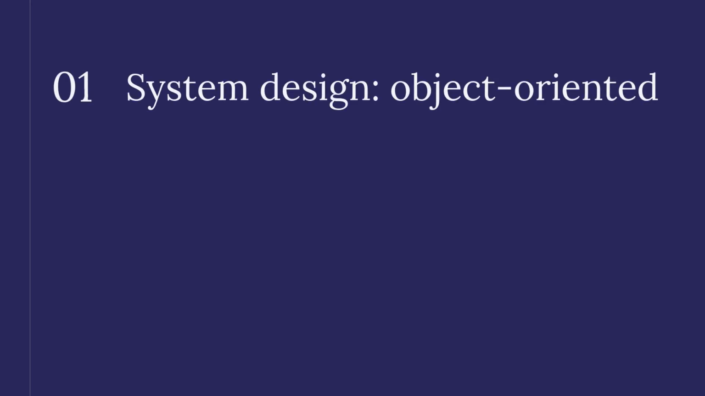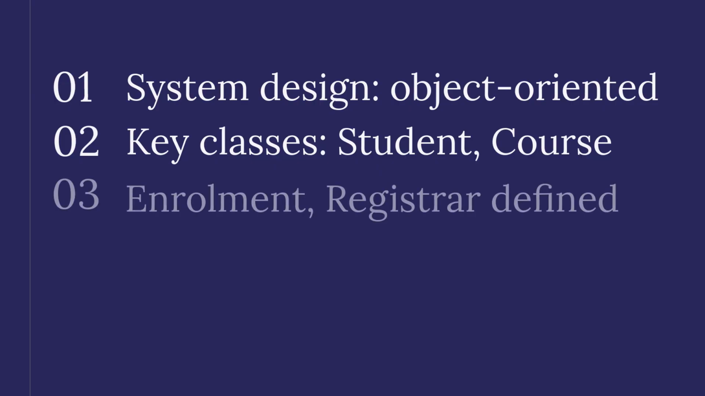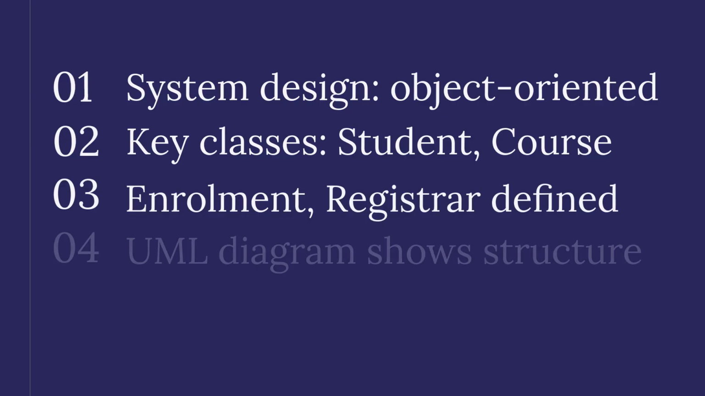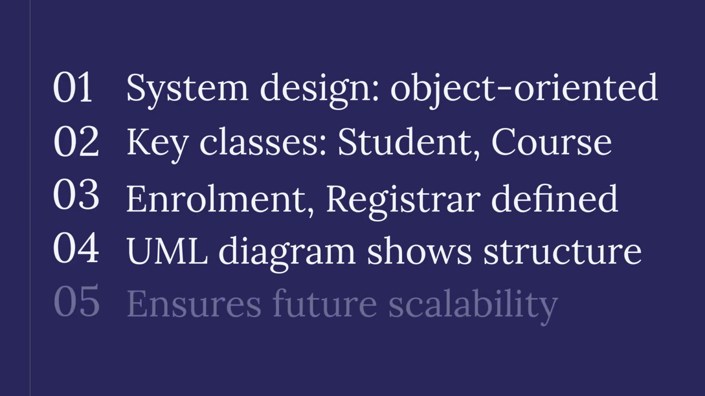The system design is based on an object-oriented model. Key classes include student, course, enrollment, and registrar. Relationships and responsibilities are clearly defined. A UML class diagram illustrates the system structure. This design ensures maintainability and scalability for future enhancements.